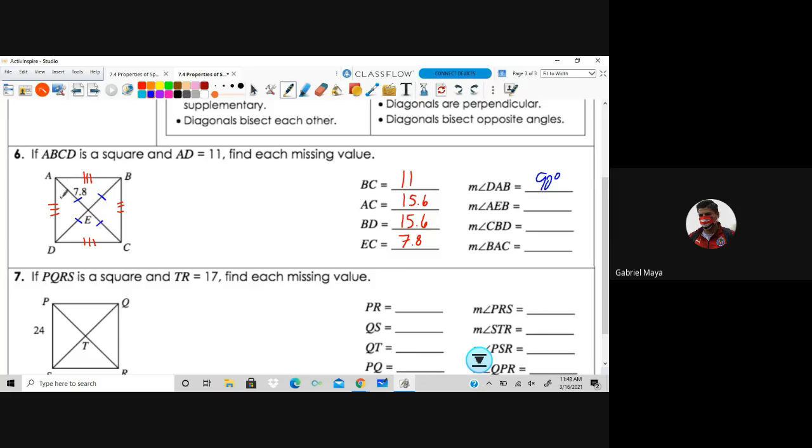So for DAB, it is 90. Remember, all the corners are 90 degrees on the inside of the square. What about AEB? This one right here. I actually use purple for this to label. It's also 90, because remember the diagonals are perpendicular.